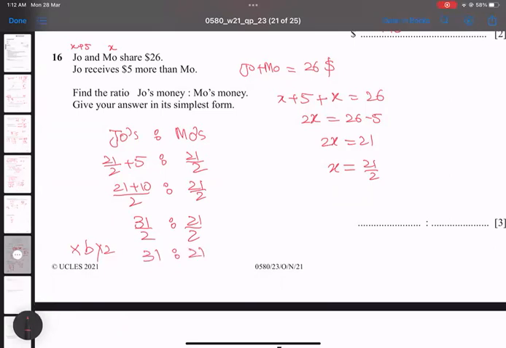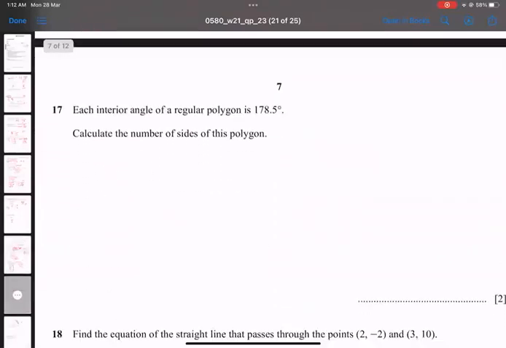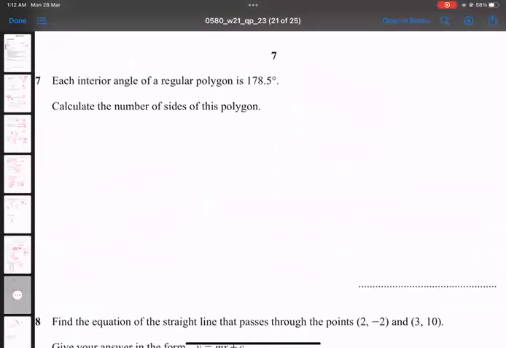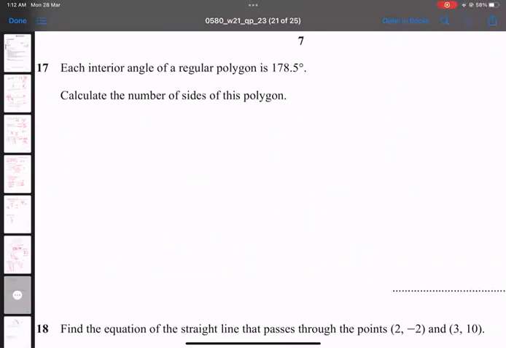So now I'm going for the next one. The next one is question number 17. Question 17 is: the interior angle of the regular polygon is this. And let me tell you about the interior angle. With this one side, wait a minute, I will repeat again. One side, second side.